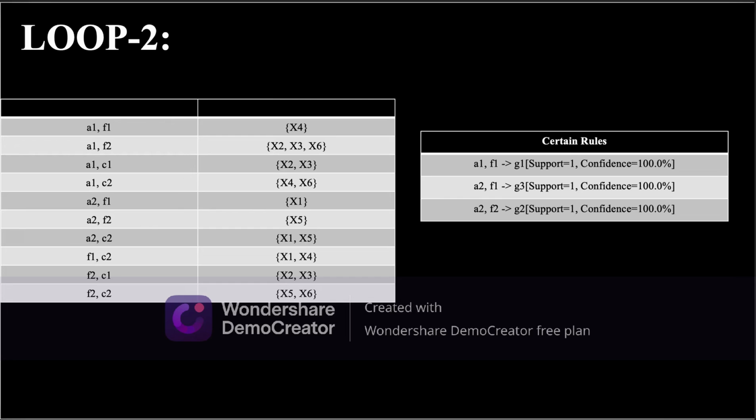We observe that the set A1 F1 is subset of G1. Now A1 F1 implies G1 is marked and confidence is calculated and found out to be 100%. That means probability of occurrence of G1 property in an object where A1 and F1 occurs is 1. Similarly, we found out that A2 F1 implies G3 and A2 F2 implies G2 are also certain rules.